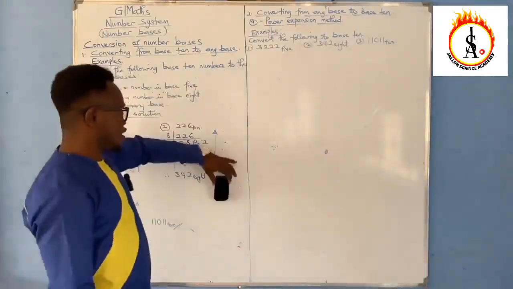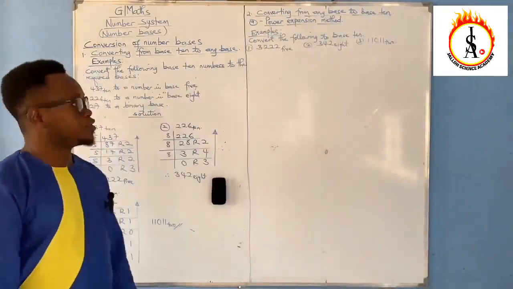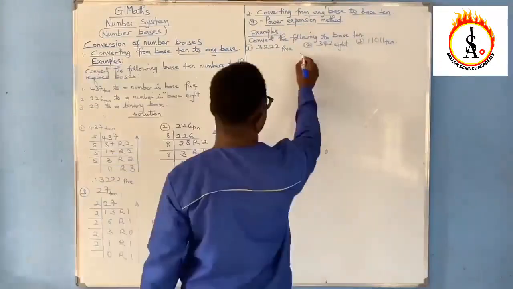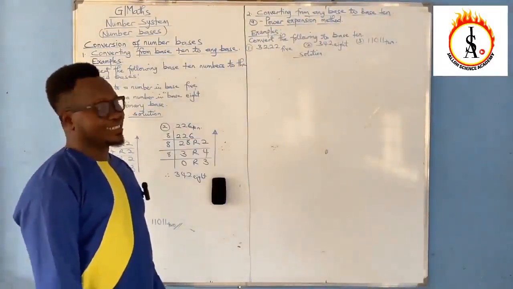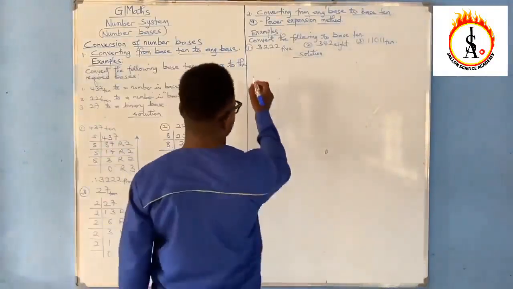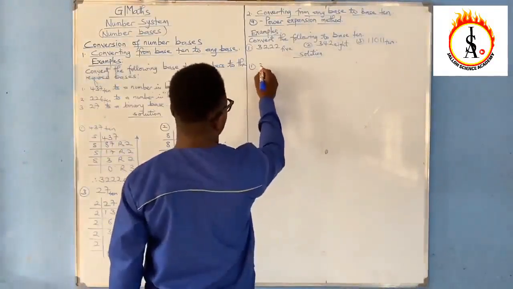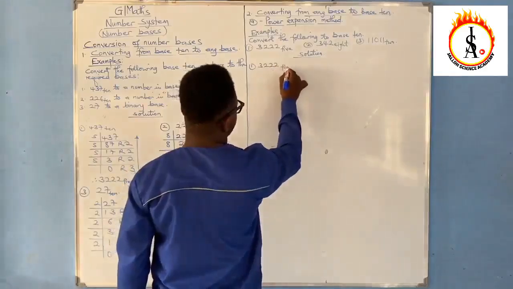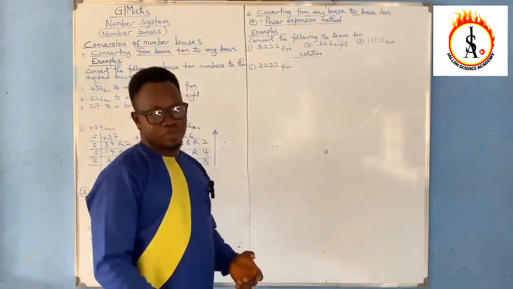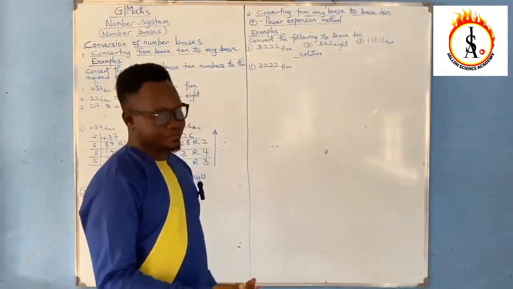Okay, so we have these ones to work out here. So we have to convert the following to base 10. Looking at the power expansion method, take the first example. 3, 2, 2, 2 in base 5. The base in which the number is written is 5.